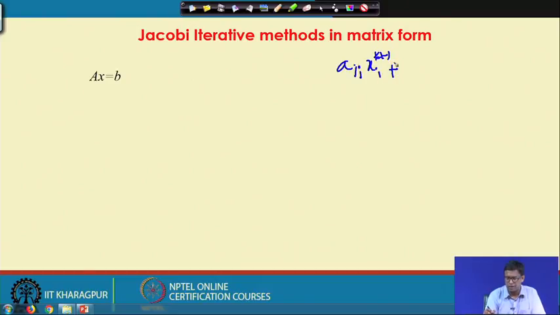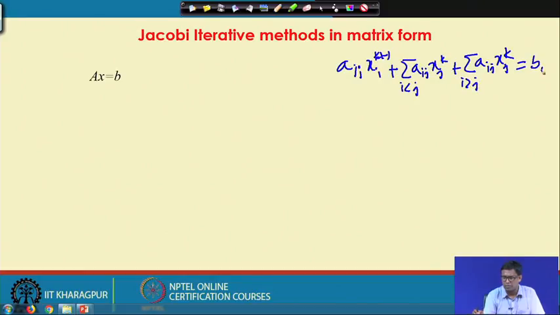So, looking into the ith equation, this will be the sum of a i j x j at the kth level, for i not equal to j. Except for i equal to j, all the terms are considered at their previous value, or the guess value, a i j x j at k, and this equals b i. So, this is the form of Jacobi iteration we gave in the last class.